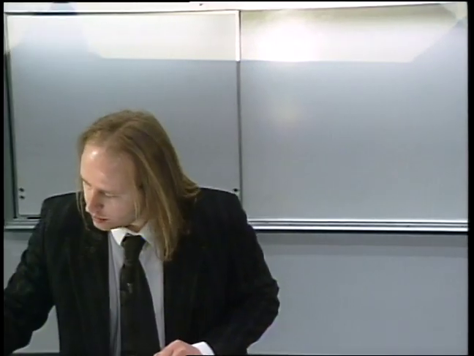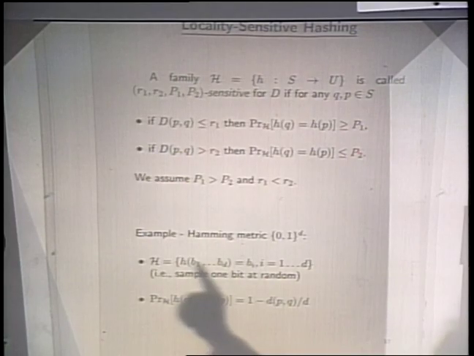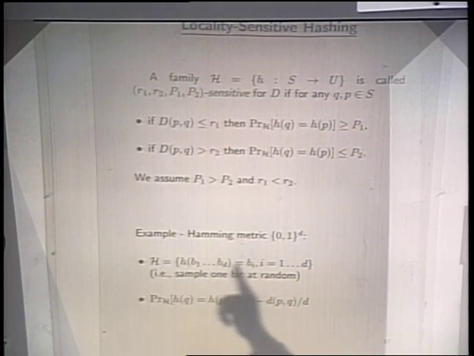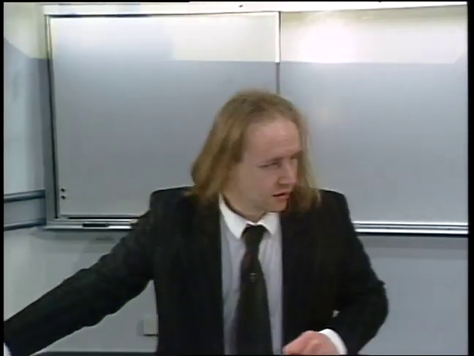In this case, we can define the following simple family. We just take all projections of this d-dimensional vector onto one of the coordinates. Notice that choosing one such hash function at random corresponds to sampling 1 bit from the input. This is our family, and you can easily see that the probability of collision is equal to 1 minus the fraction of coordinates on which the vectors differ. And this fraction is exactly this expression. So this thing is locality sensitive.